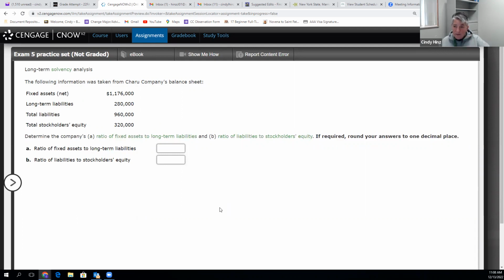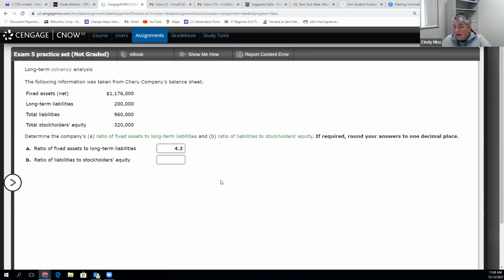And we have first our ratio of fixed assets to long-term liabilities. The names of these formulas tell you exactly what you need to do: the fixed assets divided by long-term liabilities. So fixed assets of 1,176,000 divided by the long-term liabilities of 280,000 gives me a ratio of 4.2.